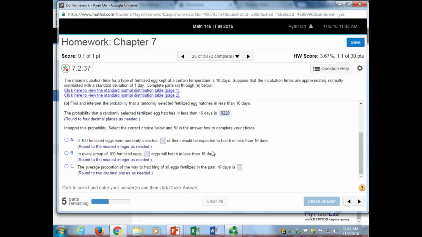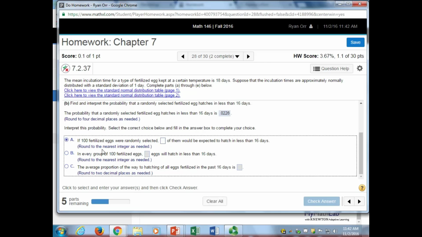C doesn't seem right, first of all, because it's not a coherent sentence. But I think that's because there's a typo in it. But even if it said what it was supposed to say, I don't think it makes any sense. It would say the average proportion of the days to hatching of all eggs fertilized in the past 16 days. See, the past 16 days has nothing to do with this at all. And even then, it's saying the average proportion is something that was actually realized, which probability does not say. It's something that you expect. So that's why I think this one's okay.